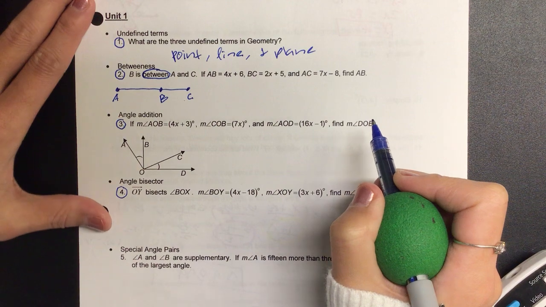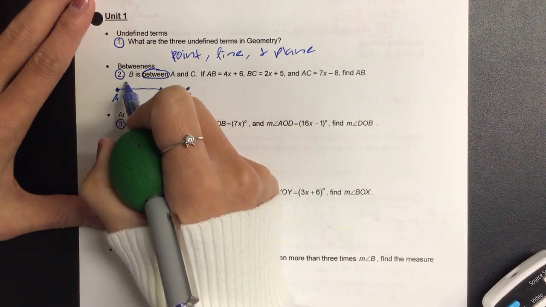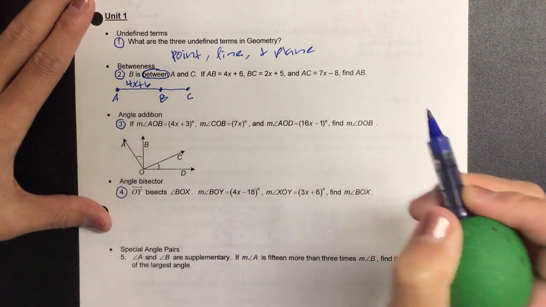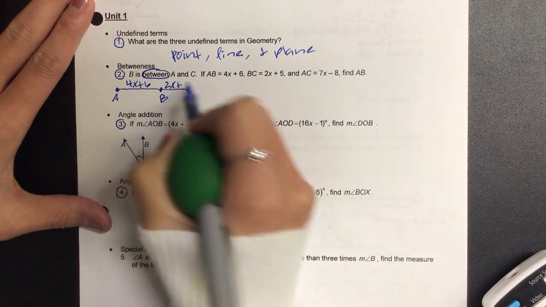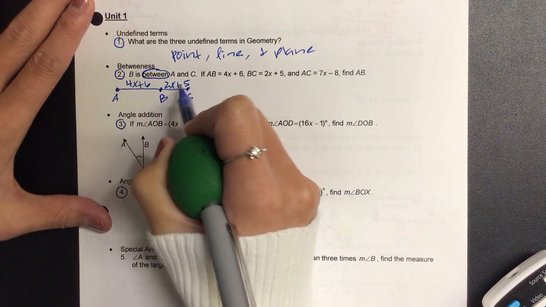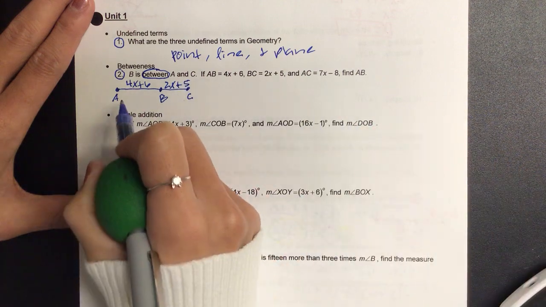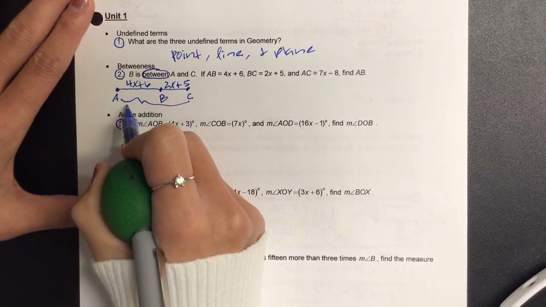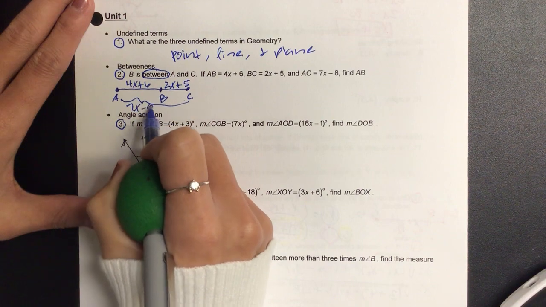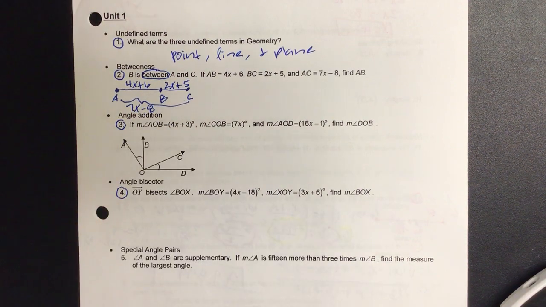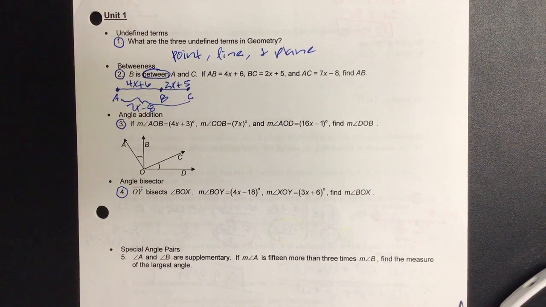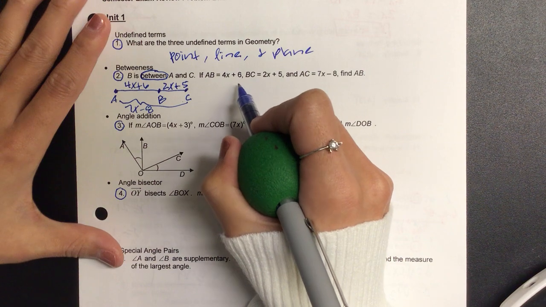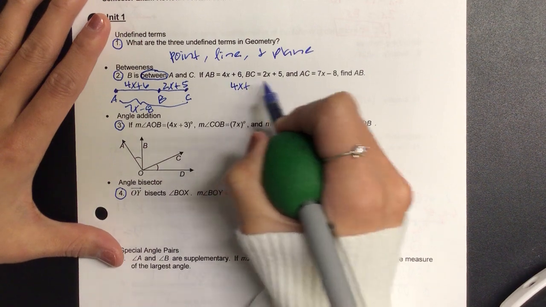And let's put in the information I know. AB is given to be 4x plus 6, and BC is given to be 2x plus 5. And then I have AC, the whole thing, is 7x minus 8. So we know B is not the midpoint, so clearly I can't set these two equal to each other. But I can add them and do what? Equate it to the whole thing. Very good.